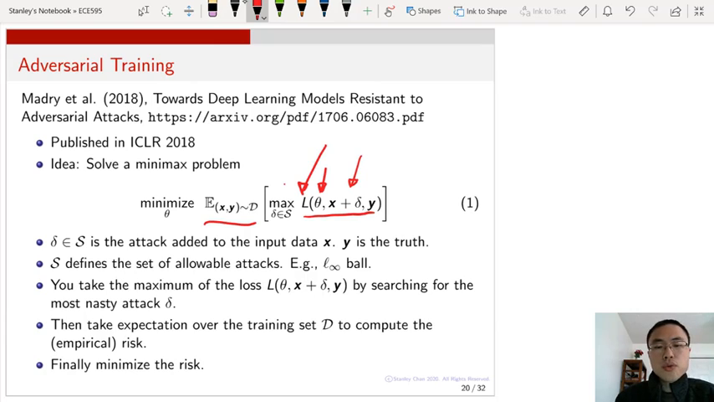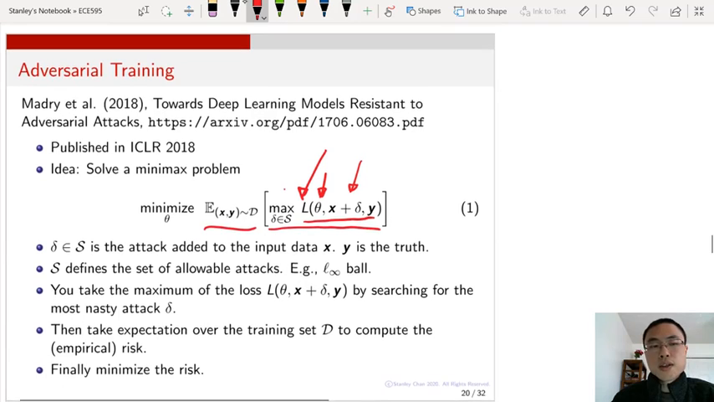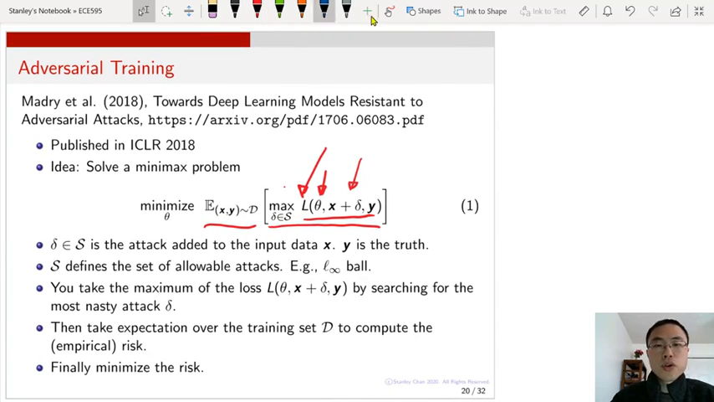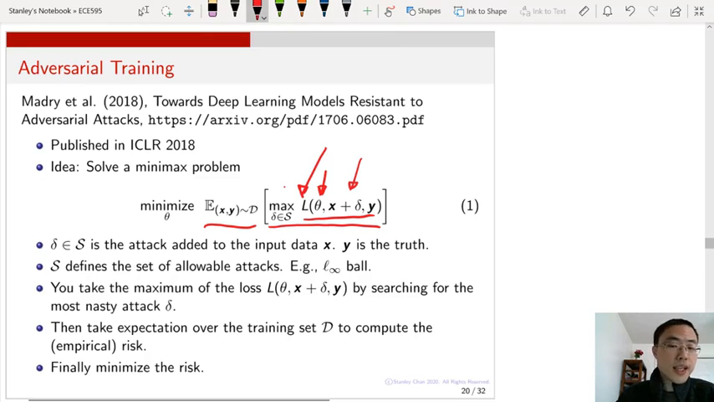In other words, you are going to first fix your theta, and then fix your X and Y. Of course, for X and Y, you have to take the average over a training set. But you fix a theta, and then you are going to find a delta that can maximize the loss. And in order to solve this problem, what you really need to do is to attack your current model. And so you need to solve this maximum loss attack during your training procedure. And once you have computed this loss, then you're going to minimize over theta.